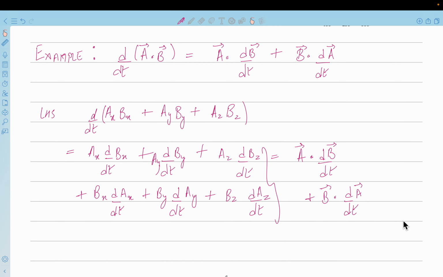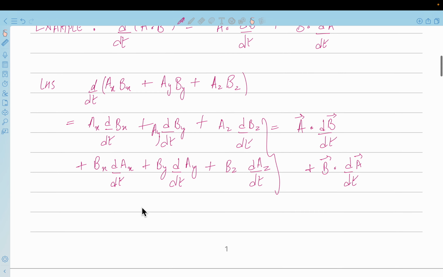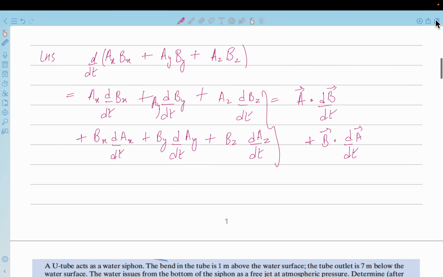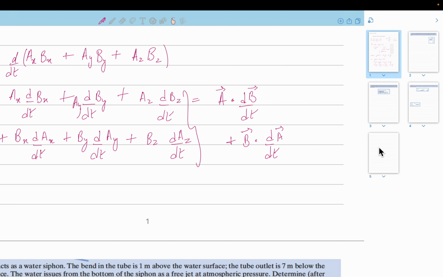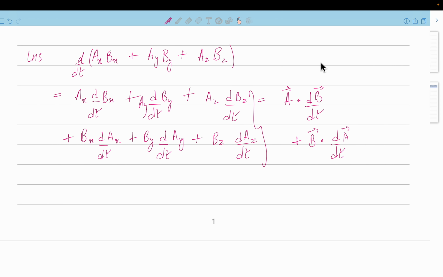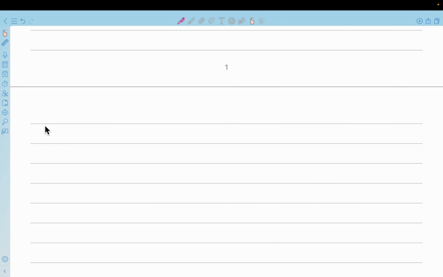Now if I do this instead with the Einstein notation, okay, let me add a page here. So proof using Einstein's notation.